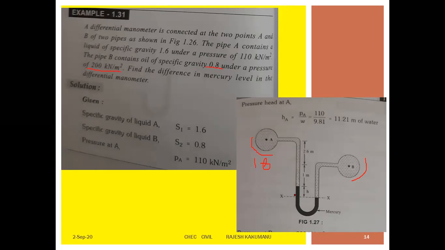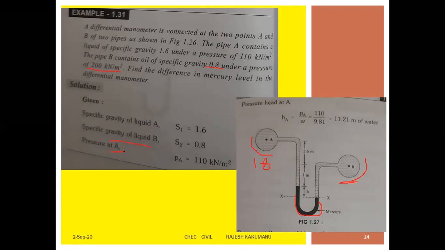The mercury is in the black color. We have to find the difference in the mercury level, the height, right? Now by seeing this figure, we can write the given data. What is the given data? The specific gravity of liquid A, S1, is equal to 1.6. Next, the specific gravity of liquid B, S2, is equal to 0.8.